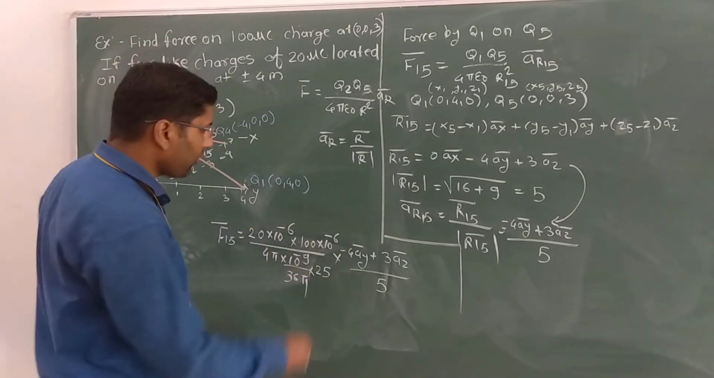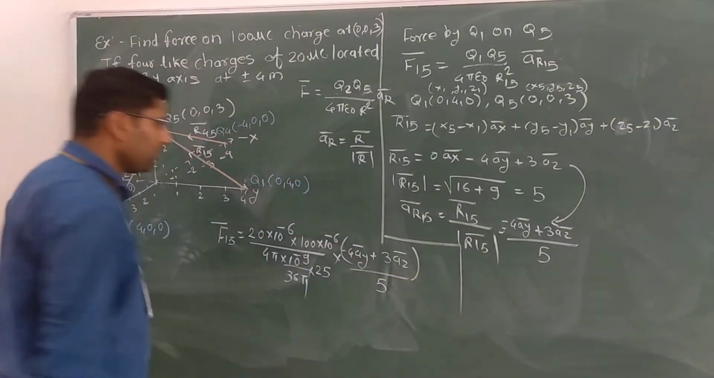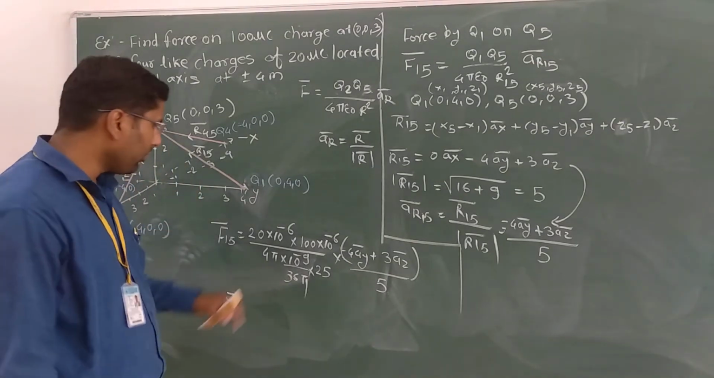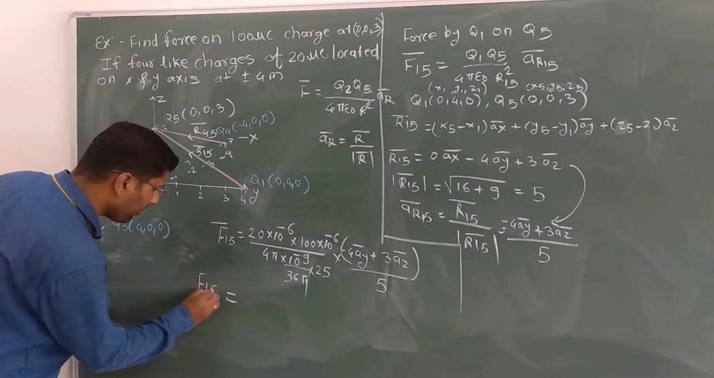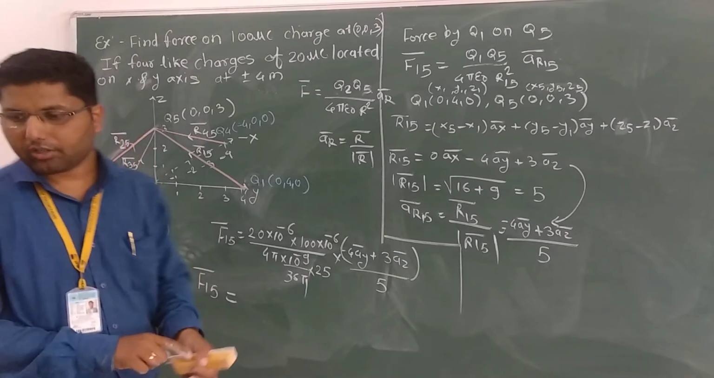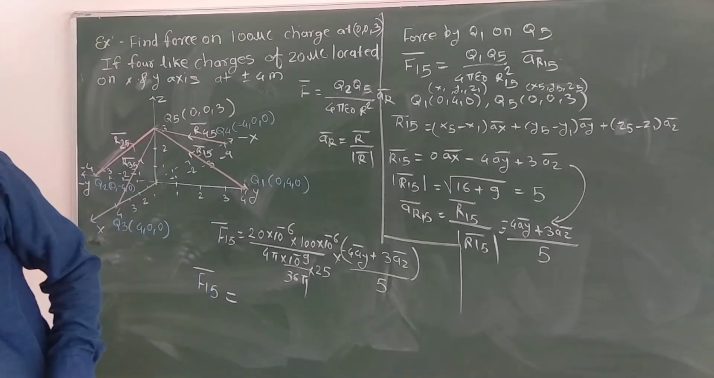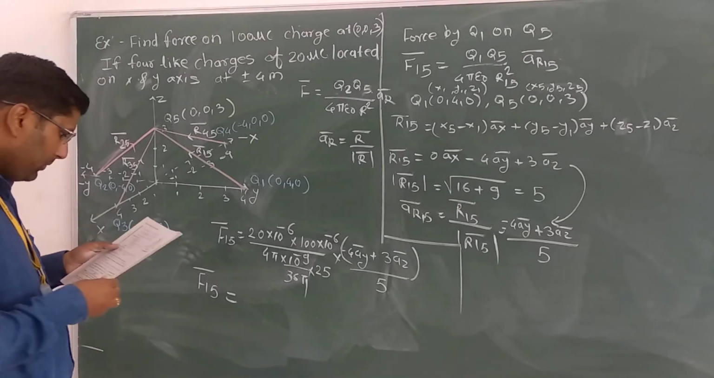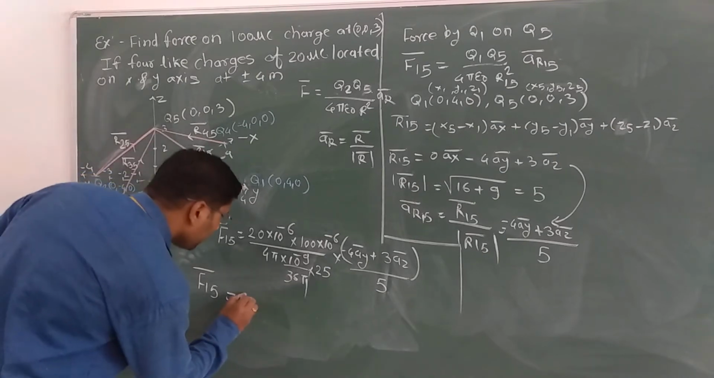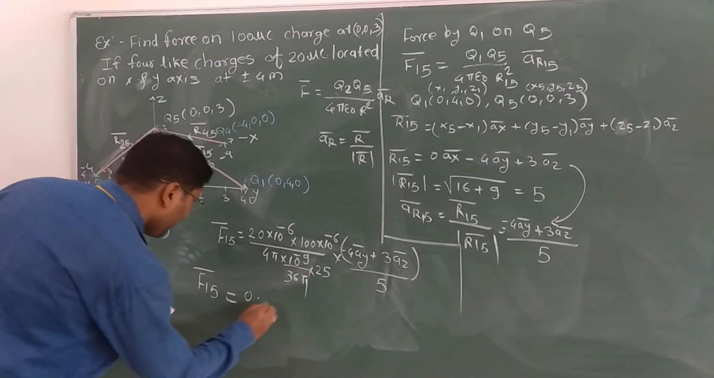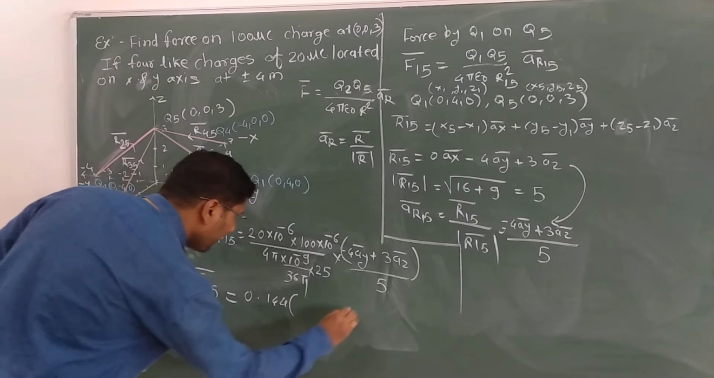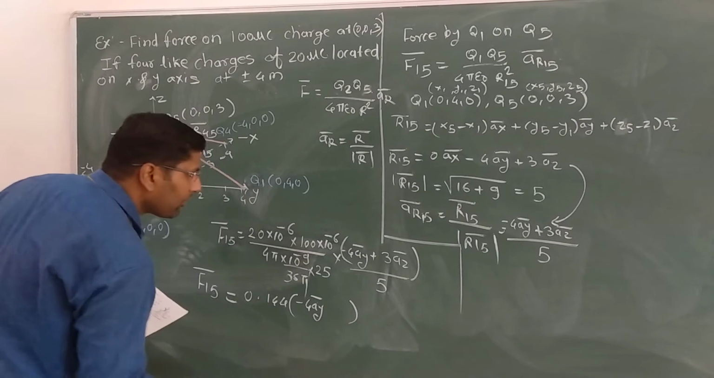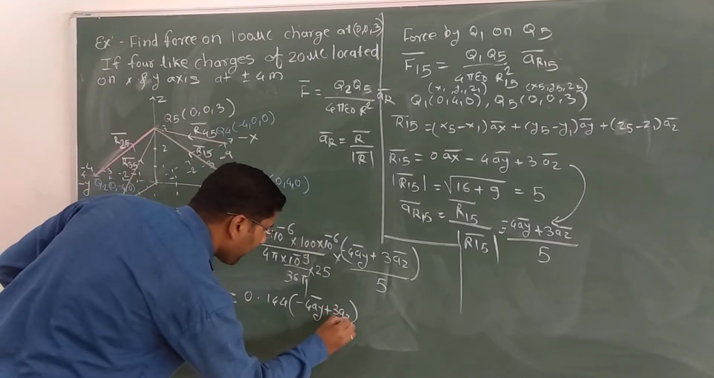So you just solve this equation. Just take the calculator, solve this, and tell me what you have got. Is it correct or not? I will write directly the value: 0.144 inside the bracket. I'll write this as it is, 4ay bar plus 3az bar.